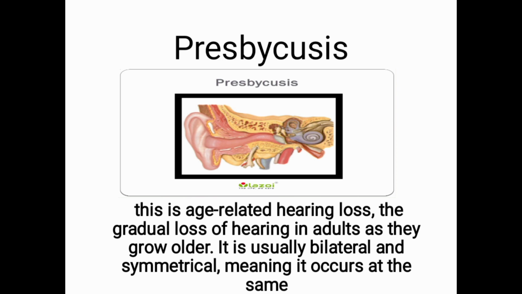Presbycusis. This is age-related hearing loss, the gradual loss of hearing in adults as they grow older. It is usually bilateral and symmetrical, meaning it occurs at the same time in both ears. Presbycusis is a complex and multifactorial disorder characterized by symmetrical progressive loss of hearing over many years. It usually affects the high frequencies of hearing, although its presentation and clinical course can be variable.